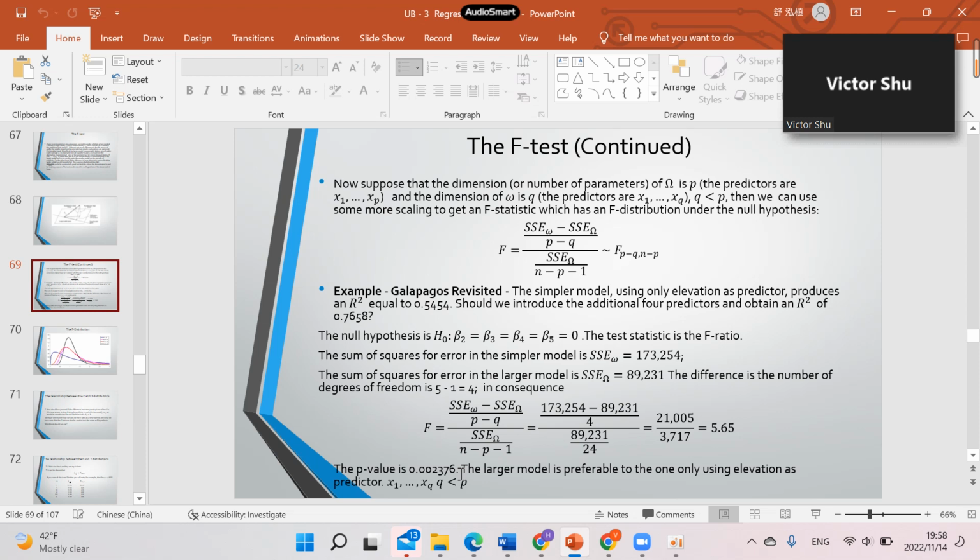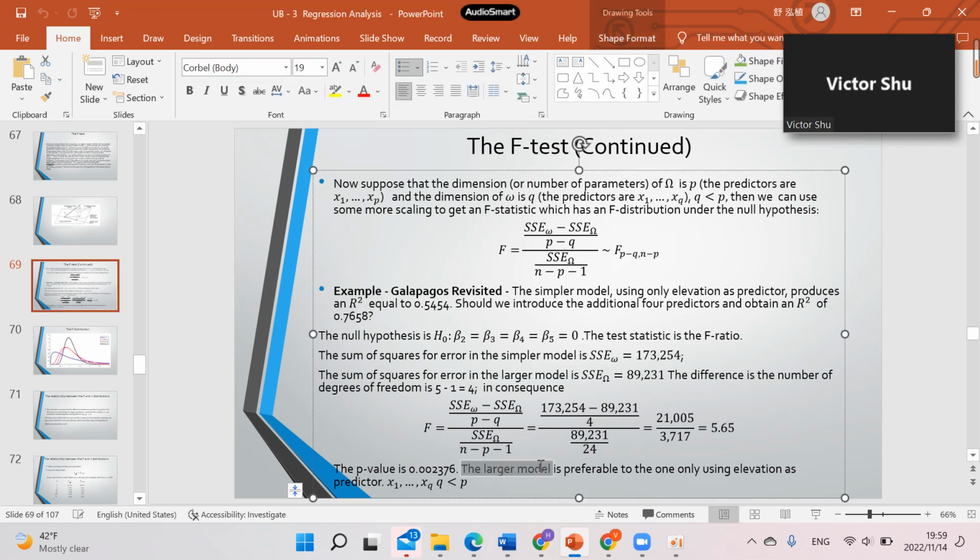If you look at the table, the critical F should be smaller than 5.65. So you're going to reject the null hypothesis, which means I'm going to use the 5 predictor model instead of the 1 predictor model. In plain English, it means the larger model is preferable to the one that only uses elevation as predictor, which is the 1 predictor model.